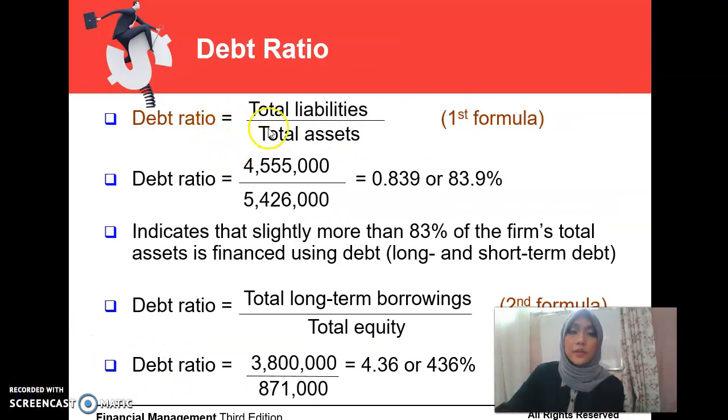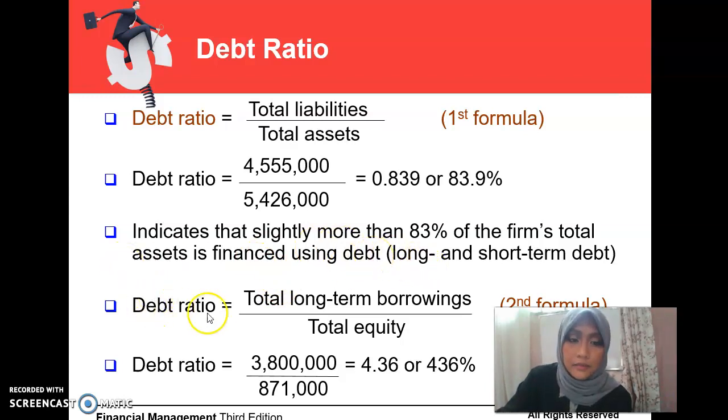Okay, this is the formula. Debt ratio equals total liability over total asset. This is the first formula. It indicates that more than 83% of the firm's total asset is financed using debt. Debt ratio more than 83, or you can use the decimal point, right? So it is 84% of the firm's total asset is financed using debt.